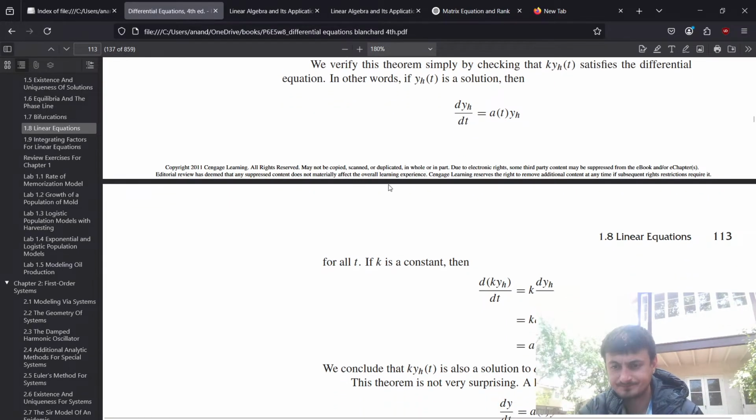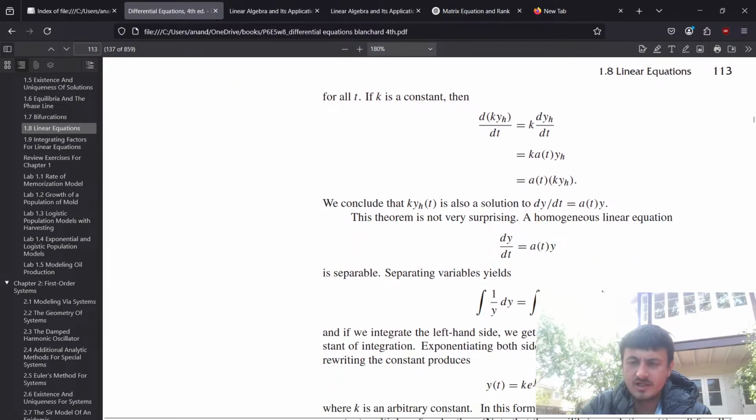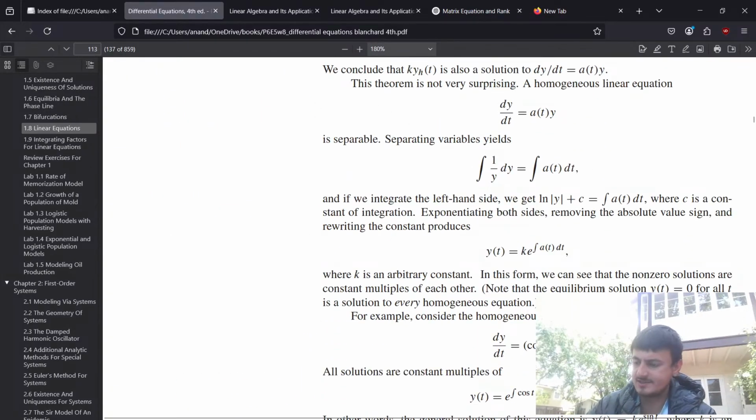Okay, fine. The theorem's not very surprising because, all right, just notice that it's separable.